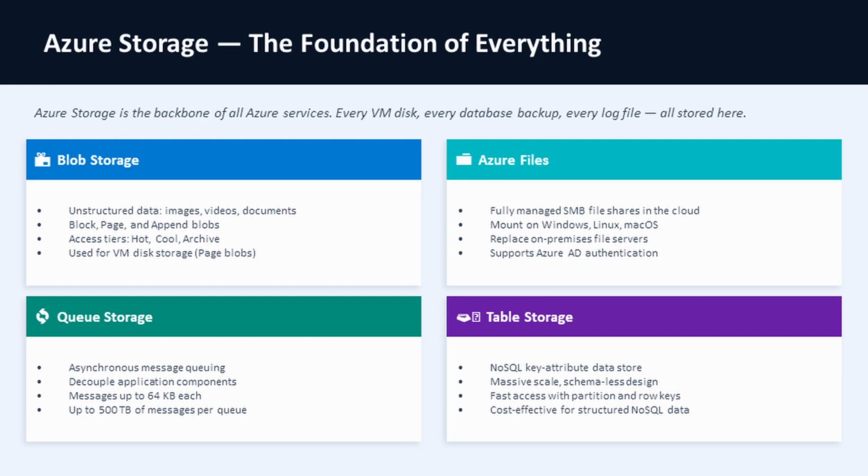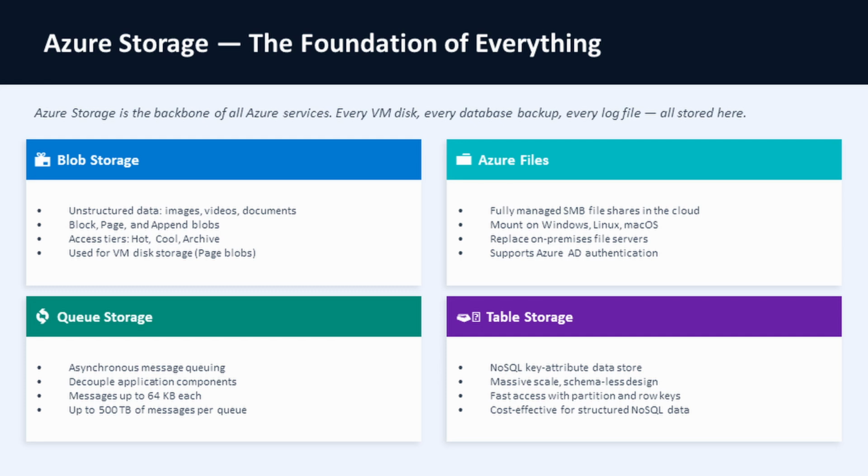Block blobs are ideal for text and binary data, such as files and documents. Page blobs are designed for random read and write operations and are what Azure uses internally to store virtual machine disk files. And append blobs are optimized for write operations that always add data to the end, making them ideal for logging. Blob Storage also has 3 access tiers: hot for frequently accessed data, cool for data that is accessed less often, and archive for data that is rarely accessed and can tolerate retrieval delays.